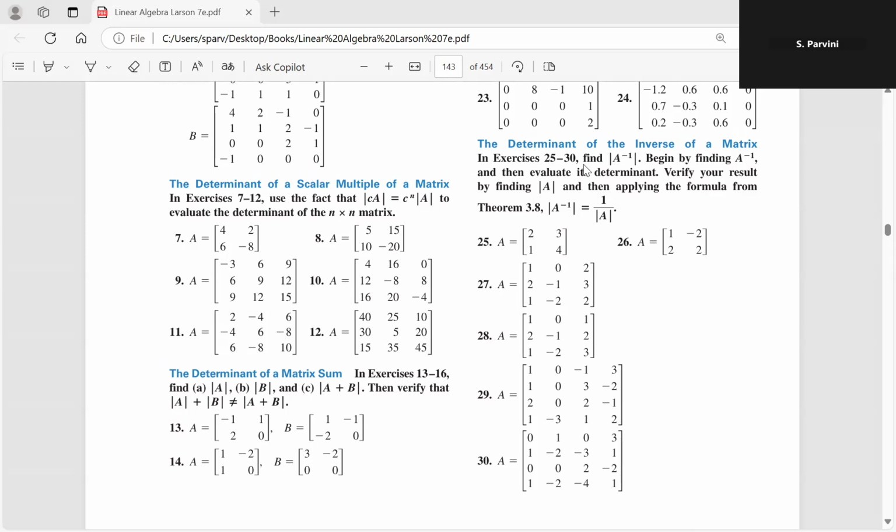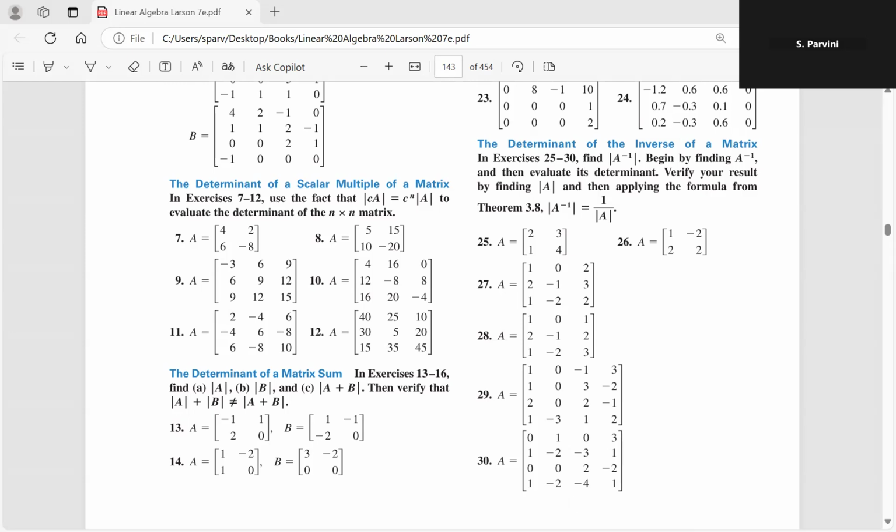And then it reads, verify your results by finding the determinant of A. So I need to find the determinant of A, and then apply the formula that the determinant of A inverse is equal to 1 over the determinant of A. Okay, so let's do that.